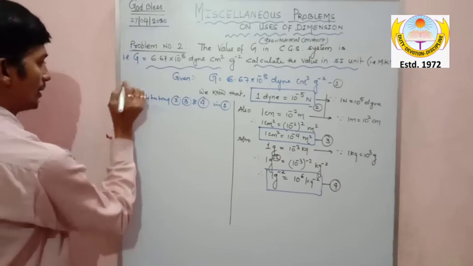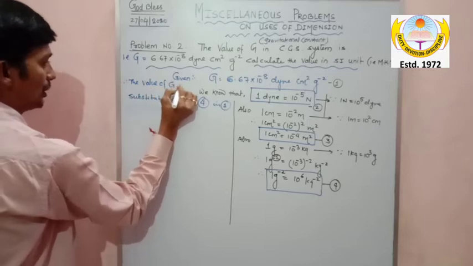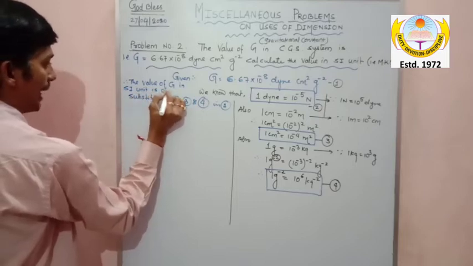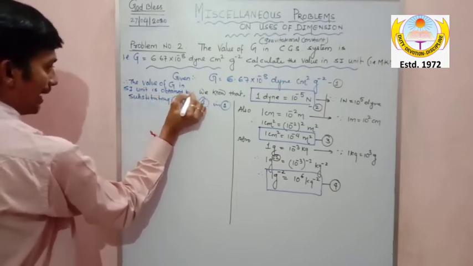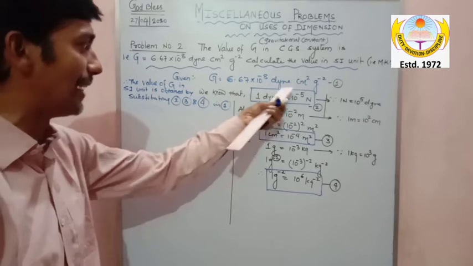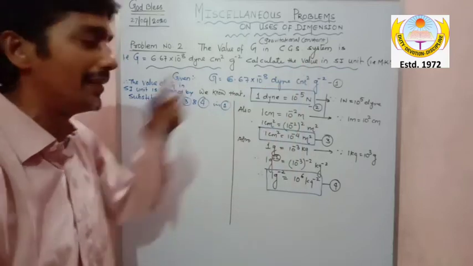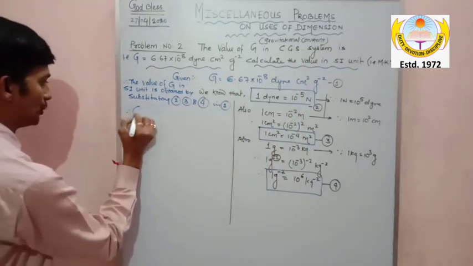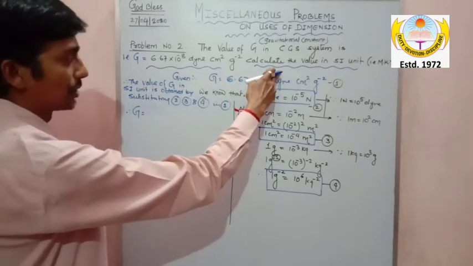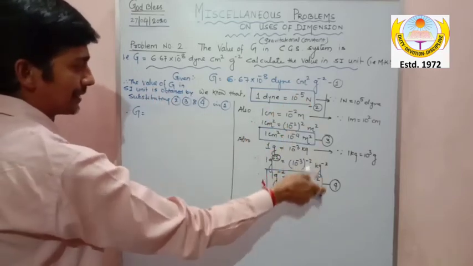Therefore, the value of capital G in SI unit is obtained by. कैसे मिला मुझे value of G in SI? SI में मुझे कैसे मिलेगा सर ये G का value? Sir, it will be obtained by substituting 2, 3, 4 in 1. Therefore, my dear, beautiful line I have written, please make a note of it. The value of G in SI unit is obtained by substituting this in equation 1.